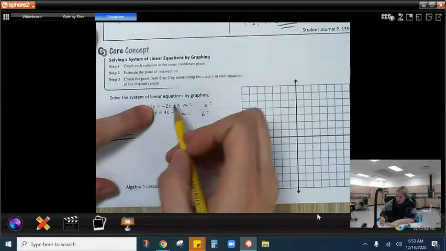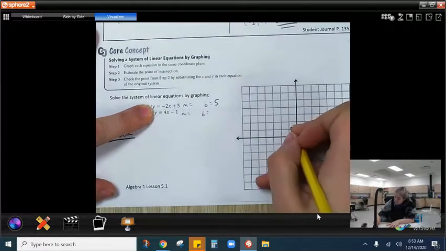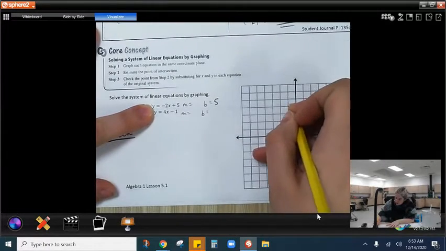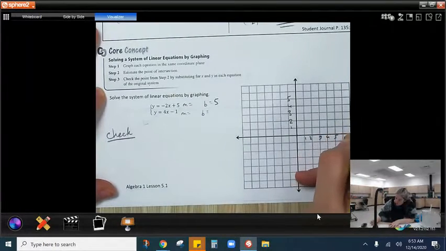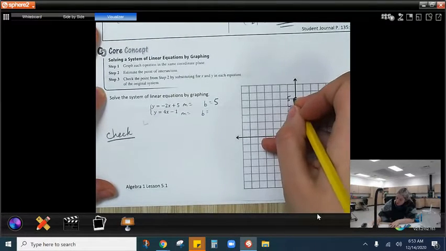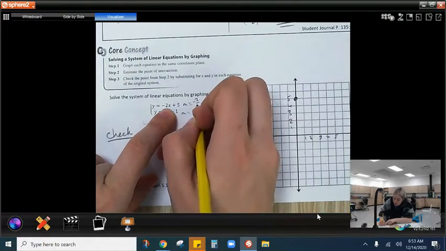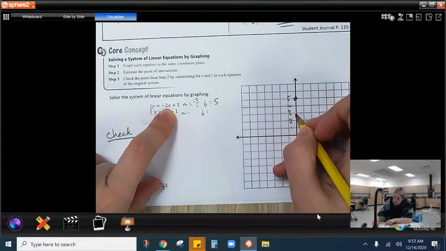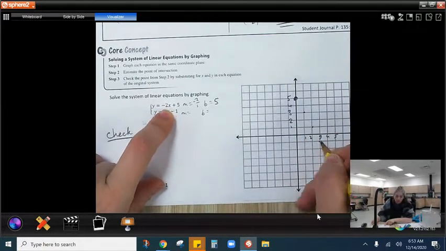So let's start with our first line. Our intercept for this one is 5. And I'm going to put a dot at my 5. So here's 1, 2, 3, 4, and 5. So I put my y-intercept right here. I leave my pencil, and my slope says it's a negative 2 over 1. So that means I'm going down 2, right 1, down 2, right 1, down 2, right 1.